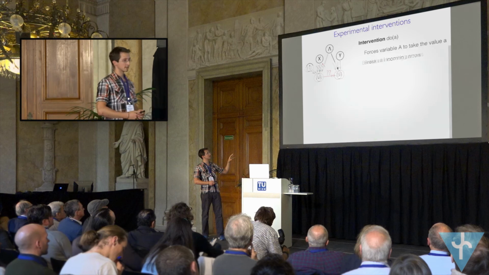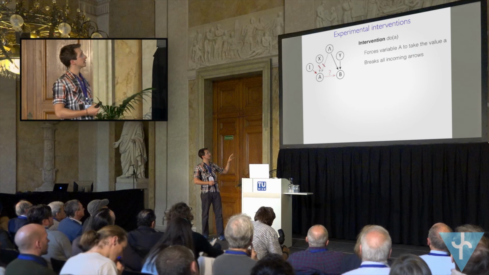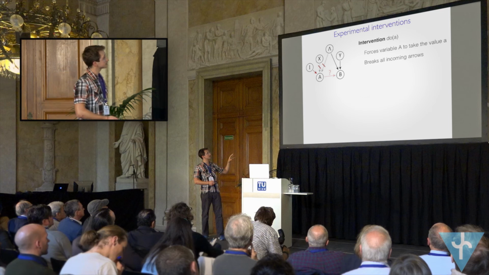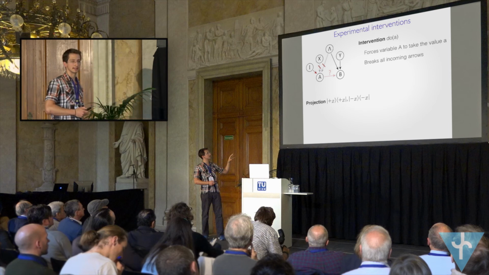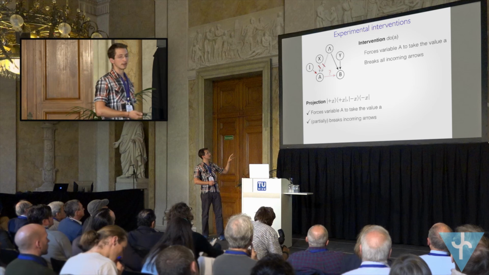So one way to do this in experiment: you have to keep in mind that if you want to do an intervention, that's inherently device dependent. You have to know how your measurement device operates in order to set its value. So one way to do it, since our polarizing beam splitter acts in the Z basis, is we can just project onto Z eigenstates just before the beam splitter. Now this definitely forces A to take a certain value, but it doesn't quite break all the incoming errors.